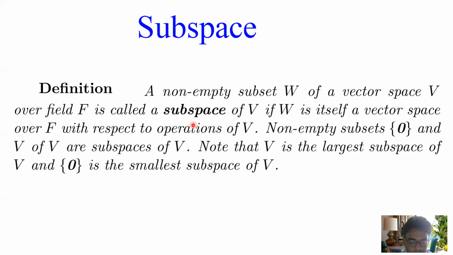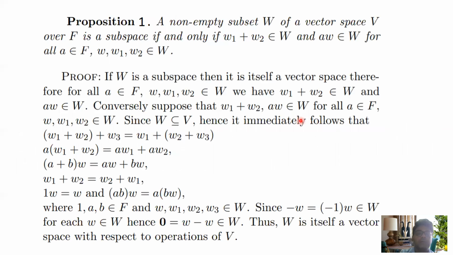Suppose first of all W is a subset of the vector space V. If W itself is a vector space over F, then you can say W is a subspace of V. Now, here are some properties you should go through.